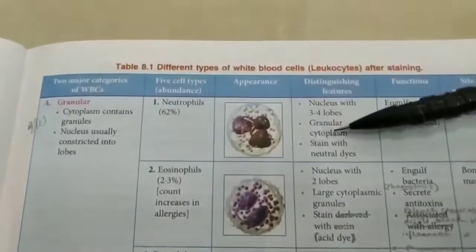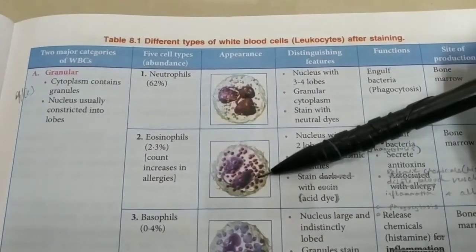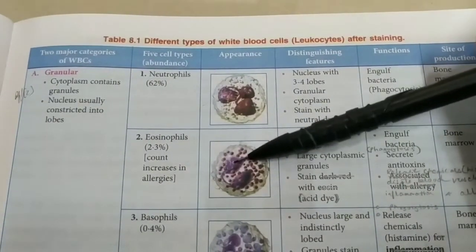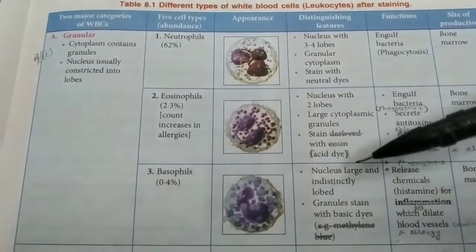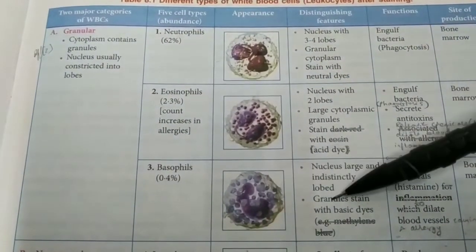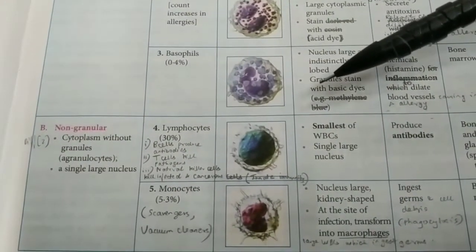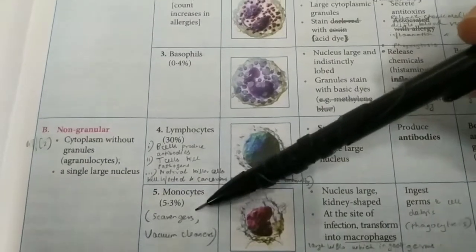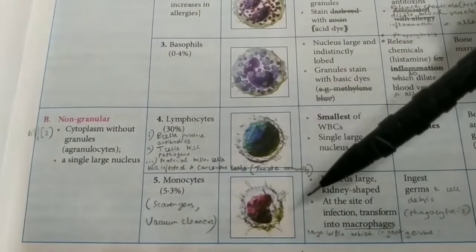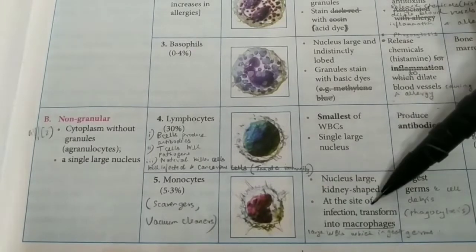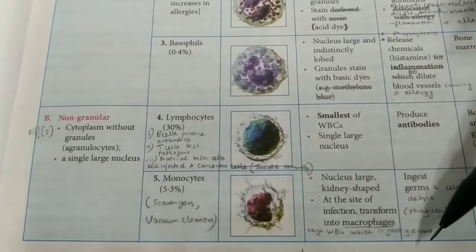Now, they stain with a neutral dye. They stain with an acid dye. That is, under the microscope, you can see them as colored because of the stain we have used. And these type of WBCs stain with basic dyes, hence the name basophils. Monocytes are also called scavengers or vacuum cleaners because they come in after the war is over just to collect the dead bodies. At the site of infection, they may transform into macrophages, which will ingest the germs.